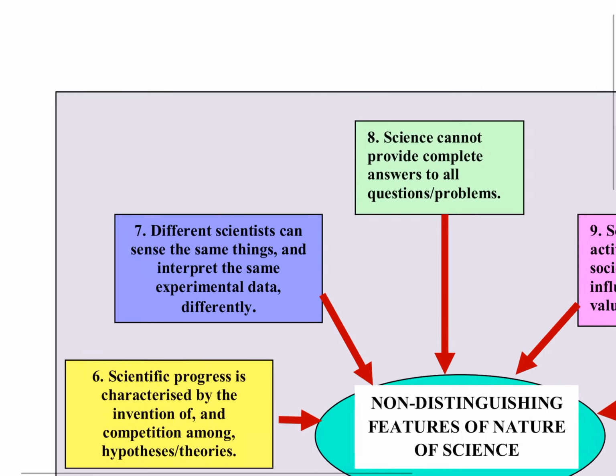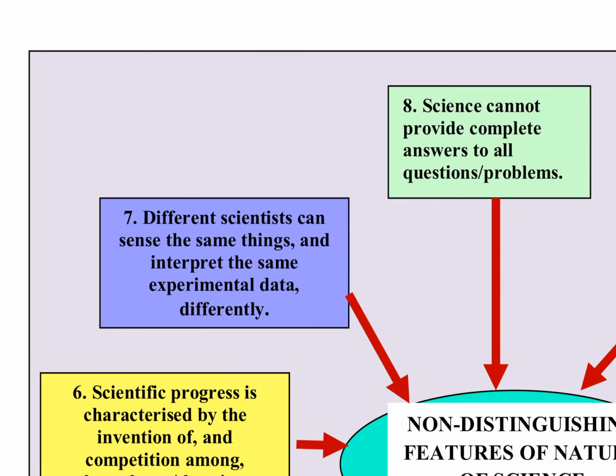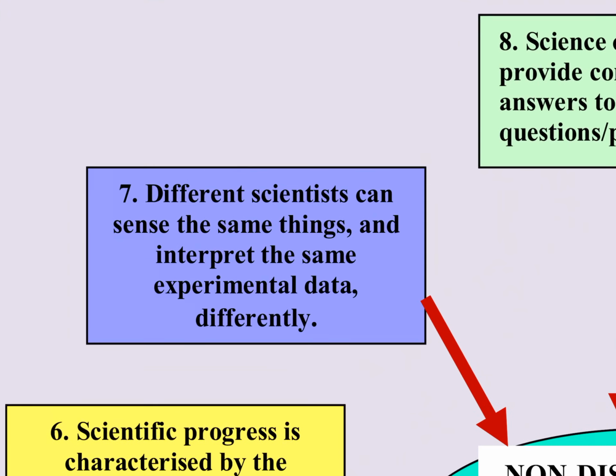And the next non-distinguishing feature of the nature of science is that different scientists can sense the same things and interpret the same experimental data differently. In this case we can take the example that there have been countless cases of scientists either not seeing certain things, or, based on their expectations, deeming what they did see to be unimportant, leading to the conclusion that observations are theory laden.